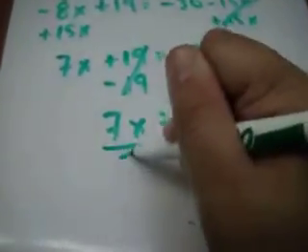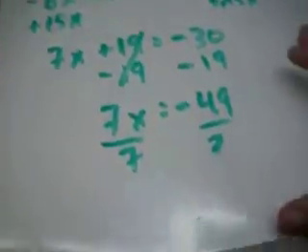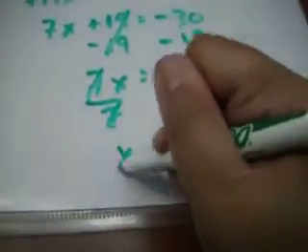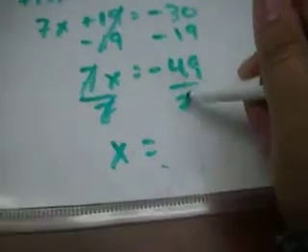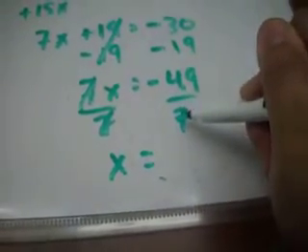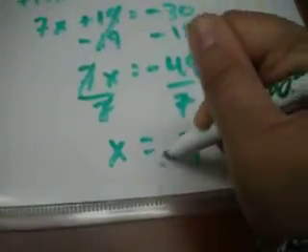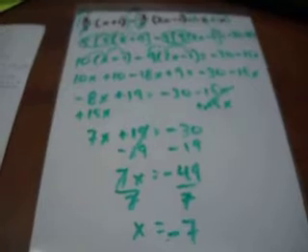Now I have to divide by 7, because I want to isolate this x. That's gone. x then equals 49 divided by 7, well, that's 7. And a negative divided by a positive becomes a negative. There you go. That's the answer for that one.